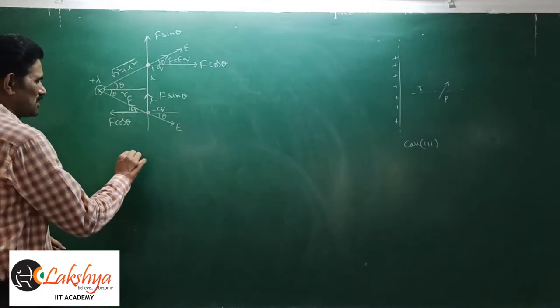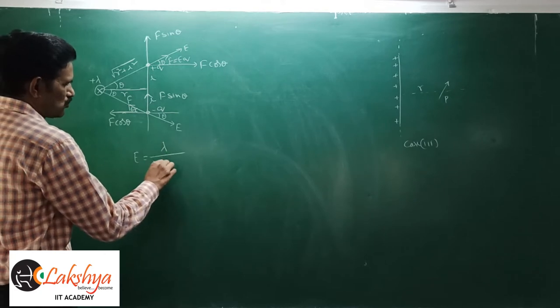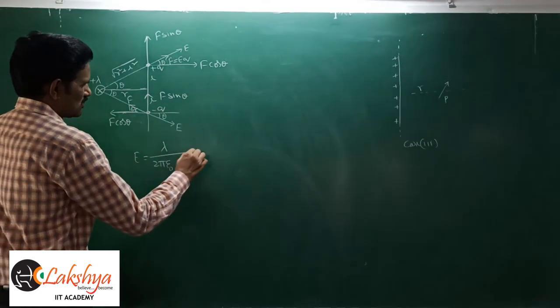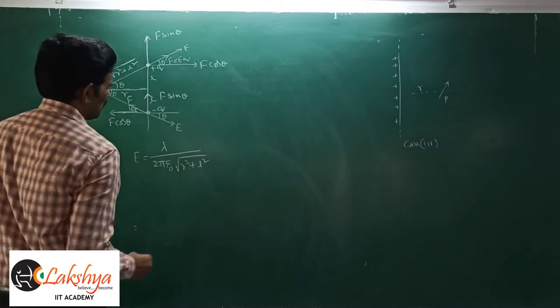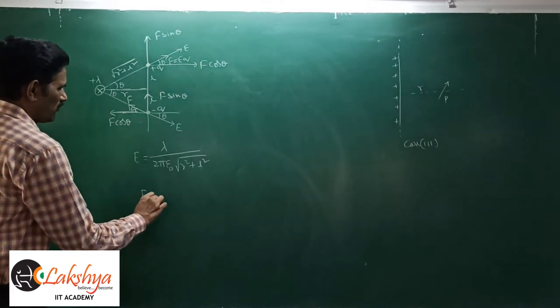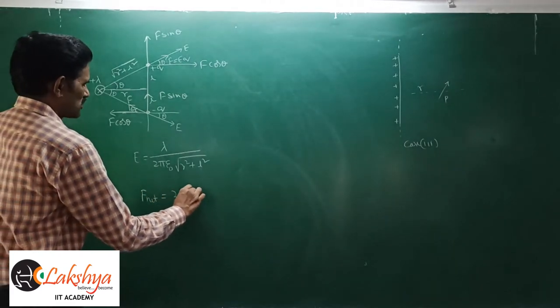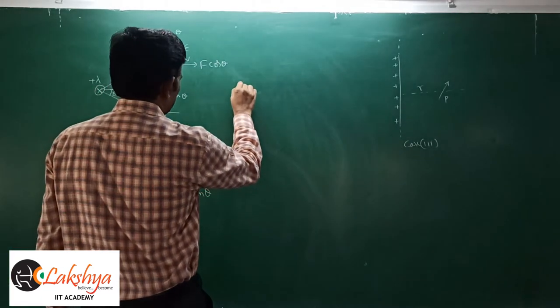So first I am writing the electric field here: lambda by 2 pi epsilon naught into the distance of that point, which is the square root of R square plus L square. And therefore the net force acting on the dipole we can write as 2F sin theta. Let us substitute those values here.